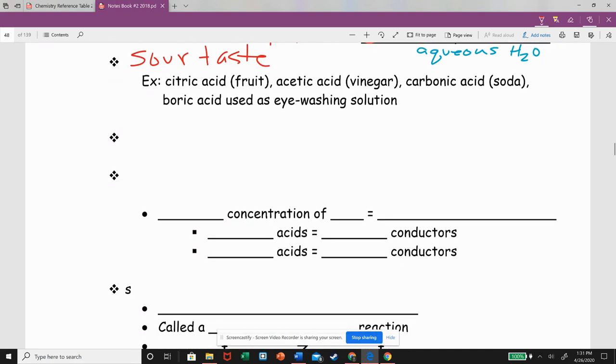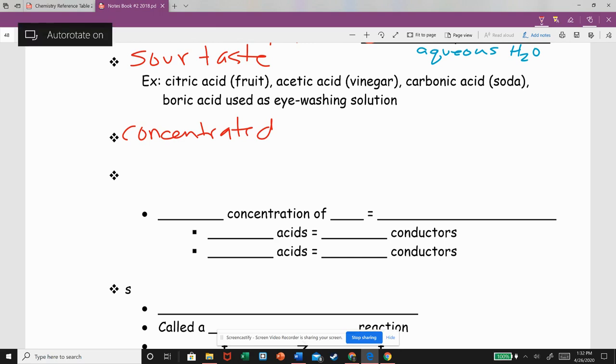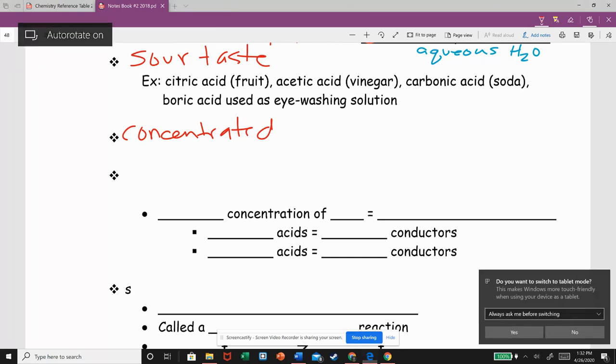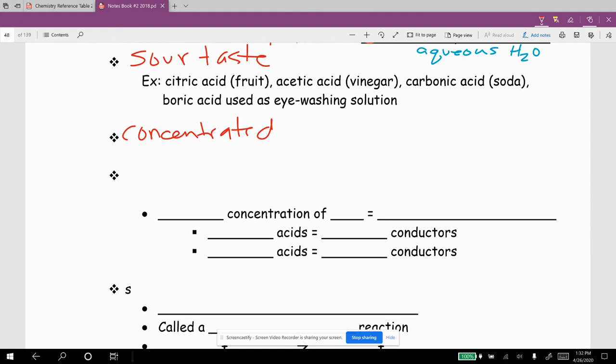Okay, so what do we want to know about acids? What are the things that are important? Concentrated acids. I'm going to switch to tablet mode so that I have some better handwriting. Okay, so concentrated acids. Yep. Concentrated acid means it's a strong acid.